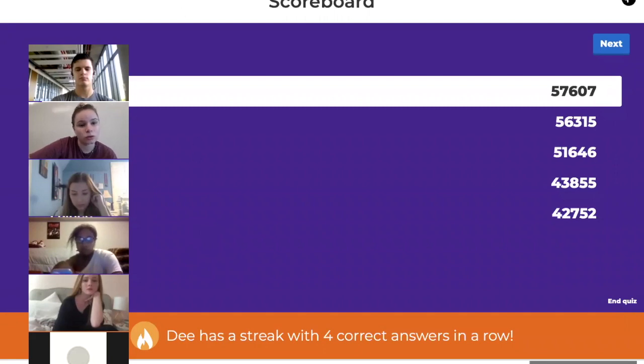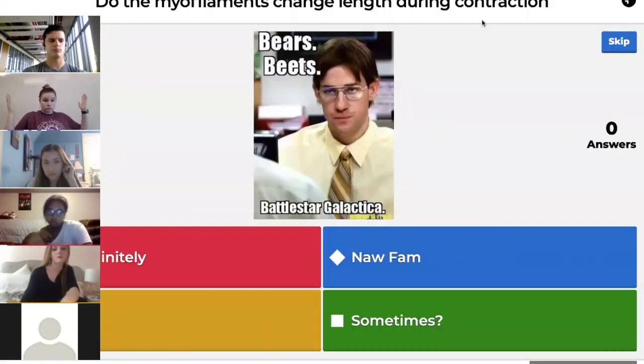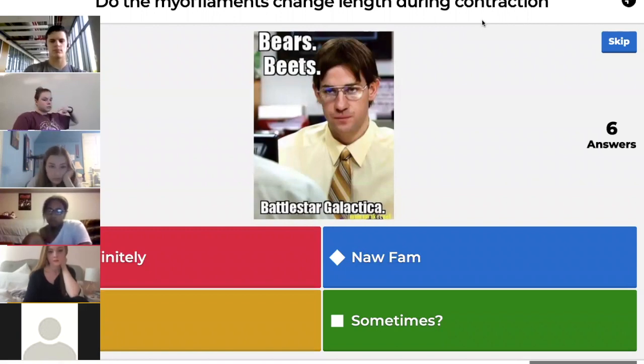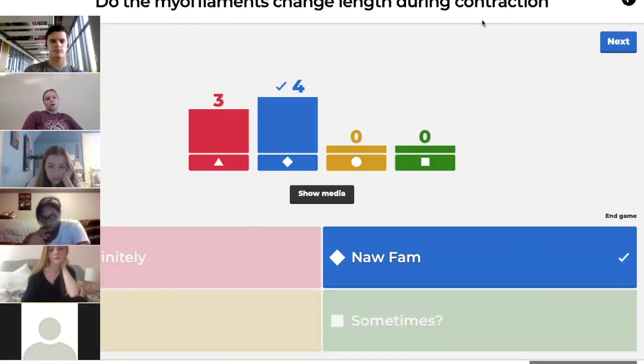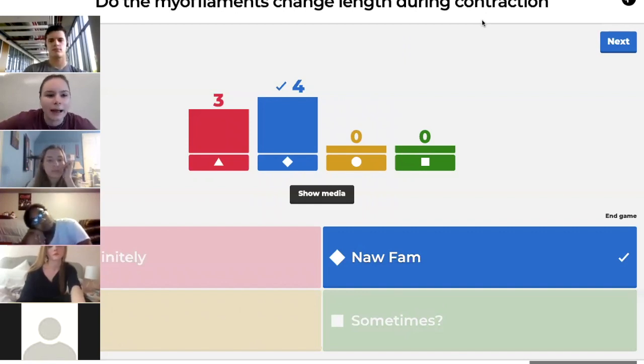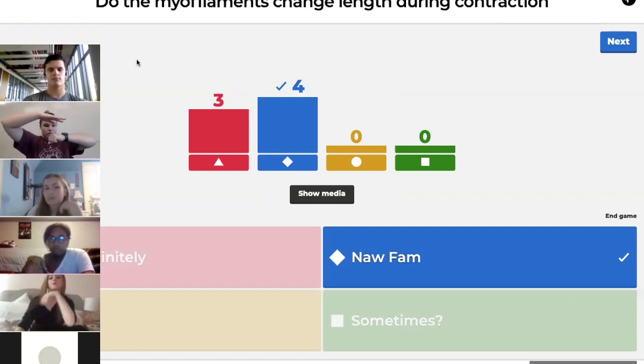4 in a row. Do the myofilaments change length during contraction? Someone want to tell me what happens? They just slide on top of each other. They don't shorten, right? Yes, perfect. So if this is actin and this is myosin right here, they don't get smaller, right? They just slide on top of each other.